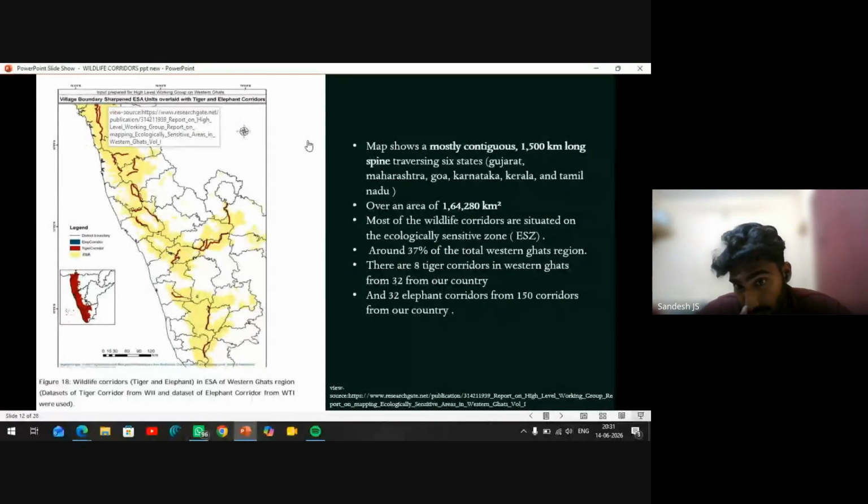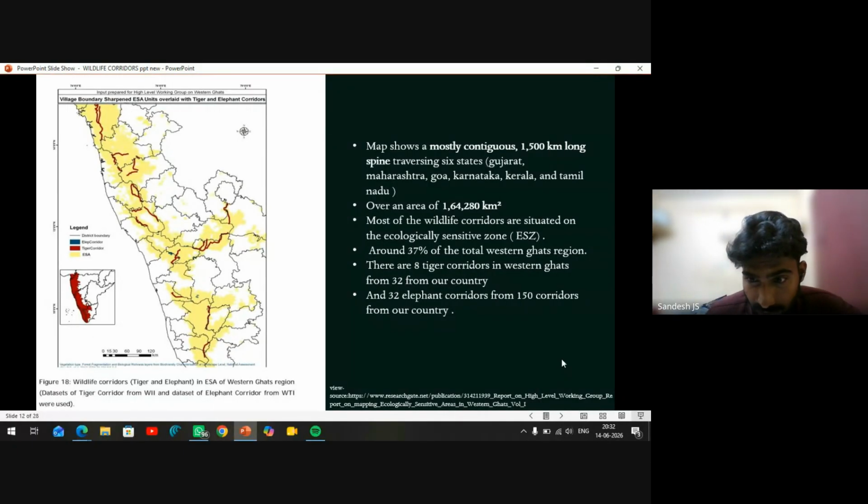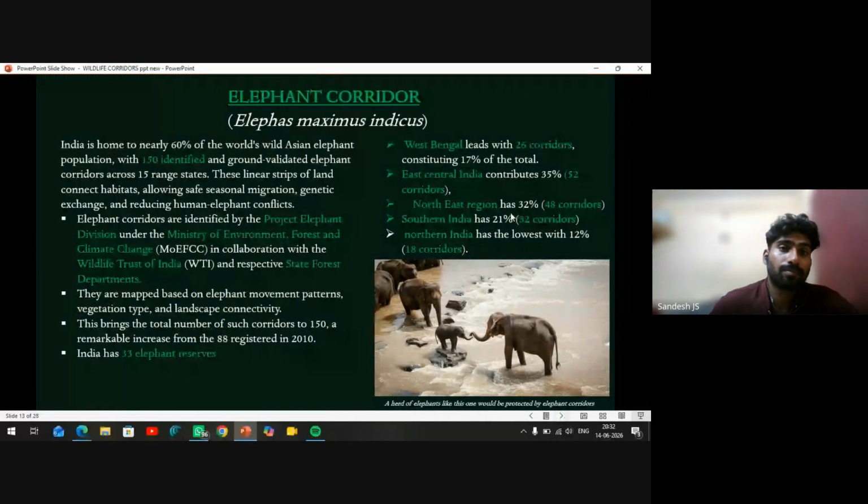And there are 8 tiger corridors in Western Ghats out of 32 in our country, and 32 elephant corridors out of 150 corridors in our country. We will discuss it more in detail.